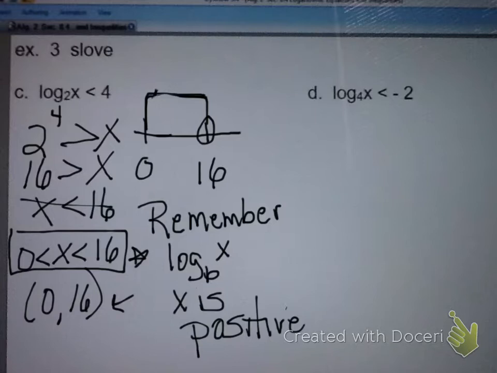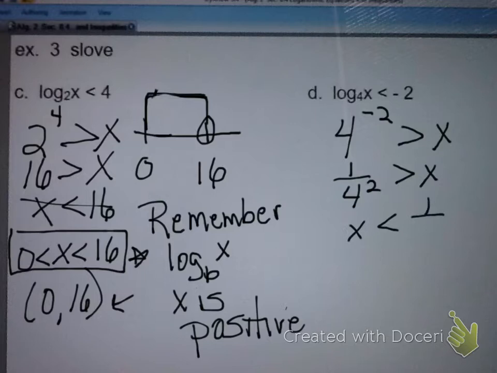Okay, let's look at example D. Put it in exponential form. Flip the inequality. Now that 4 to the negative 2, that's 1 over 4 squared. We're going to flip the x to be on the left side, and we're going to evaluate 1 over 4 squared, which is 1 over 16.